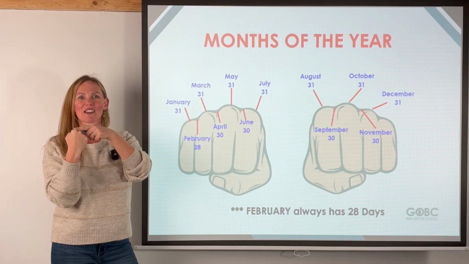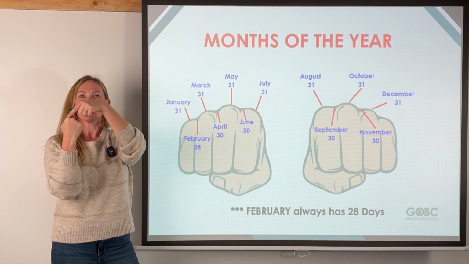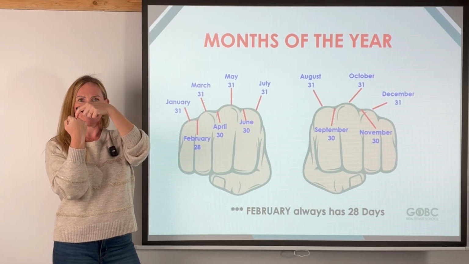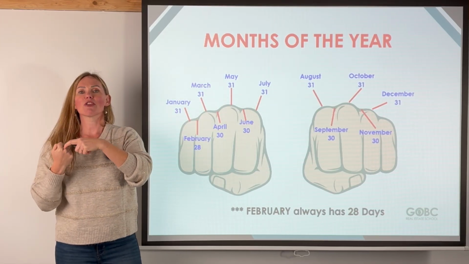So the knuckle method goes like this. If it's January, you start with January, it goes at the top of your knuckle, it's always 31 days. If it goes between the knuckles, right there in the middle, I don't know how you call that, then that's your 30 days.